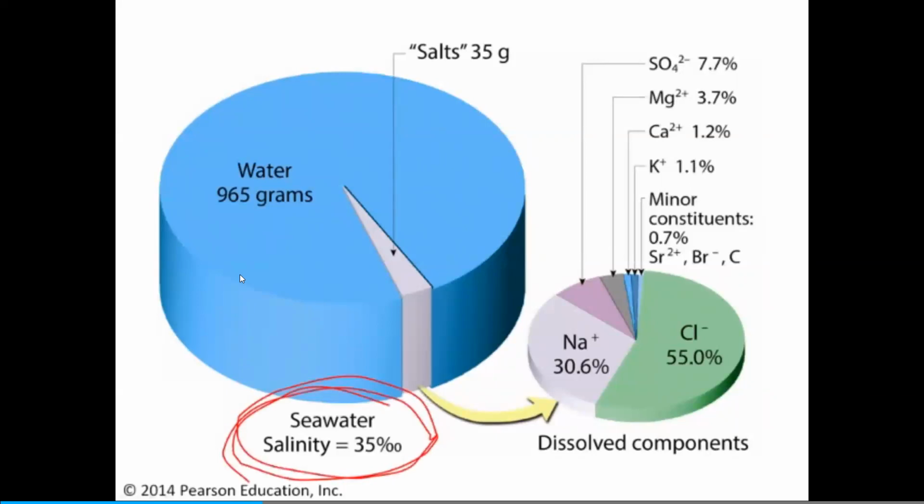And that salinity is coming from dissolved salts. Most of those dissolved salts are chlorine, so that's this big wedge over here that's colored green. The second most common salt is sodium. And then you can see there's also smaller proportions of things like sulfate, magnesium, calcium, potassium, and then minor constituents. There's a little bit of just about everything dissolved in seawater.